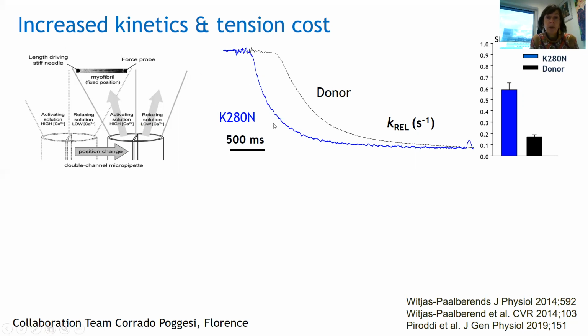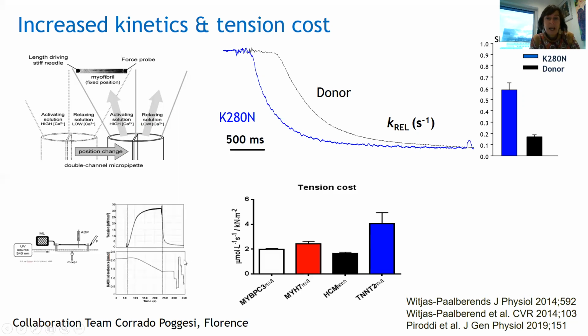And this is a troponin T mutation, which was studied in comparison to myofibrils from non-failing donor hearts. And what was observed is that the kinetics of activation, but also of relaxation, are much higher for the mutant sample compared to the non-failing sample. So there's an increase in myofilament kinetics.